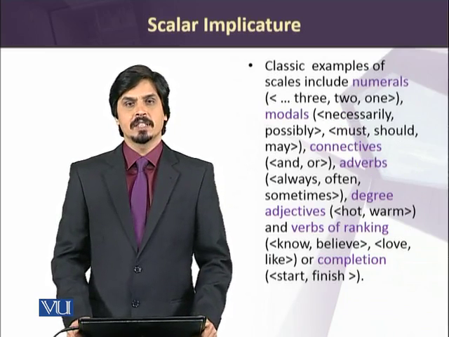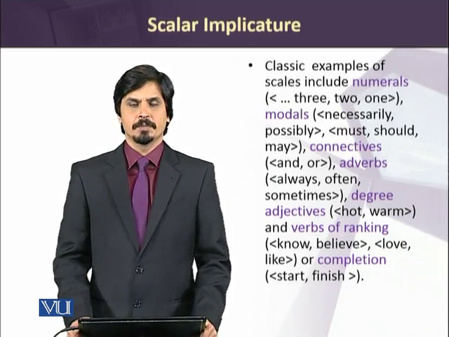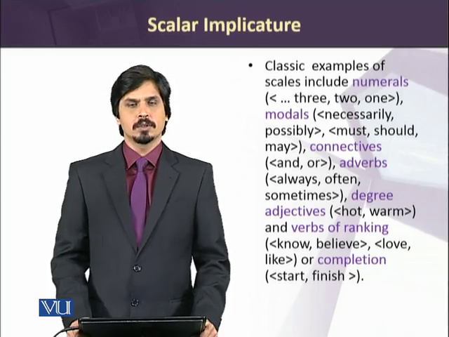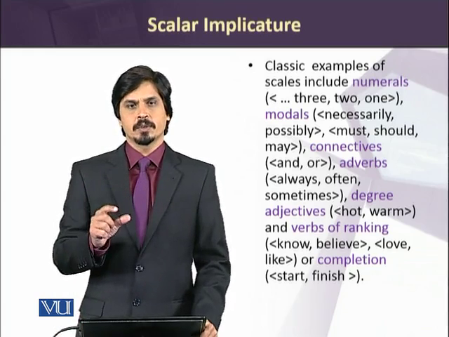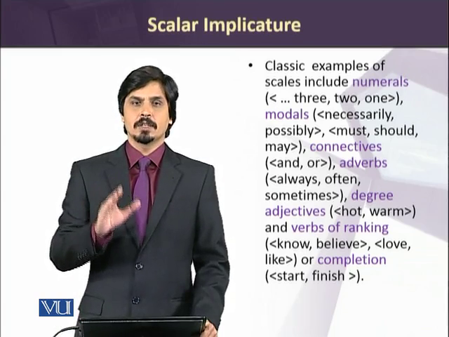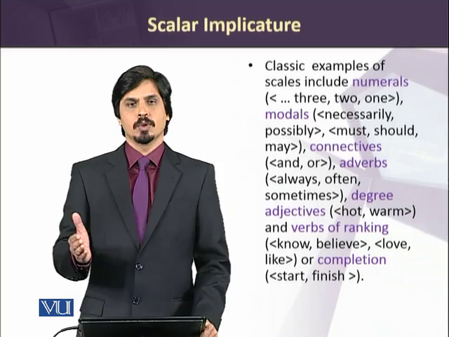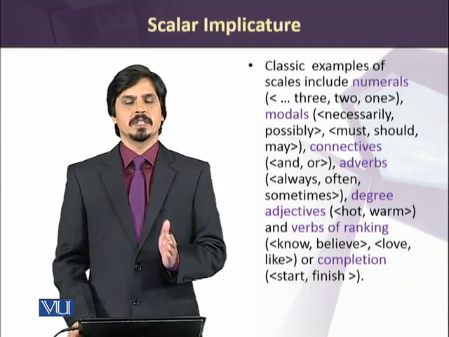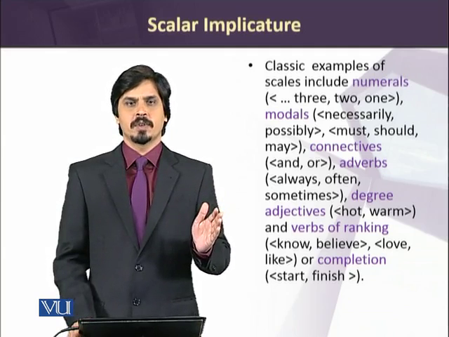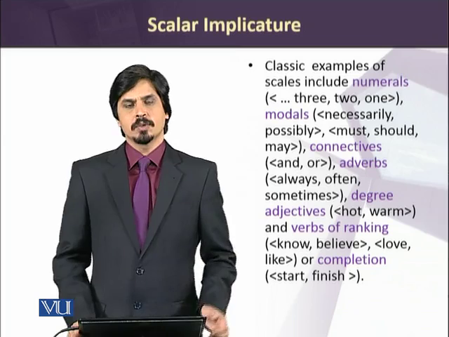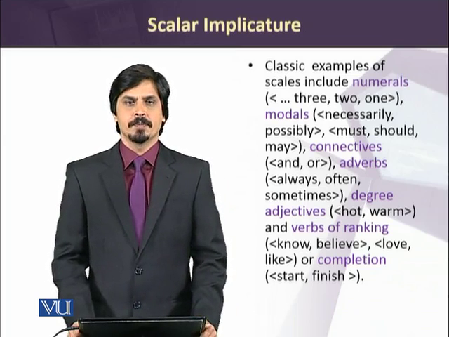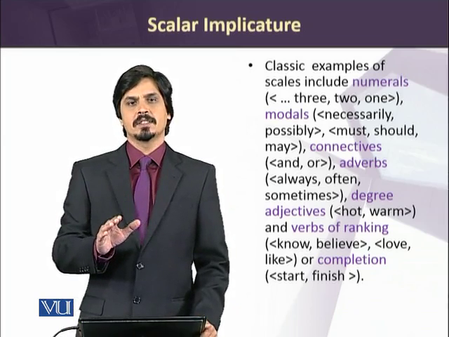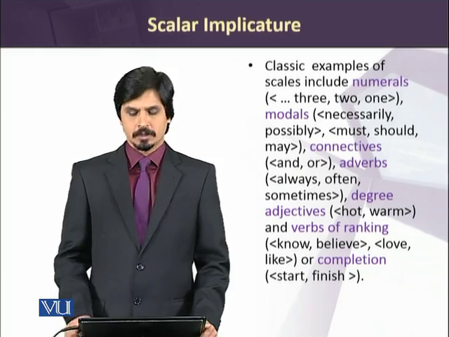Some classical examples of such scalar implicatures can be seen in the form of numerals. When we say 1, 2, 3, when we say a specific quantity, that means not the other quantity. When we say 5, that means not more than 5. Five boys were present there. That means 5 and not more than 5, right? In such situations, these numerals help us to implicate that whenever we say 5 or 4, it implicates the absence of other numerals.